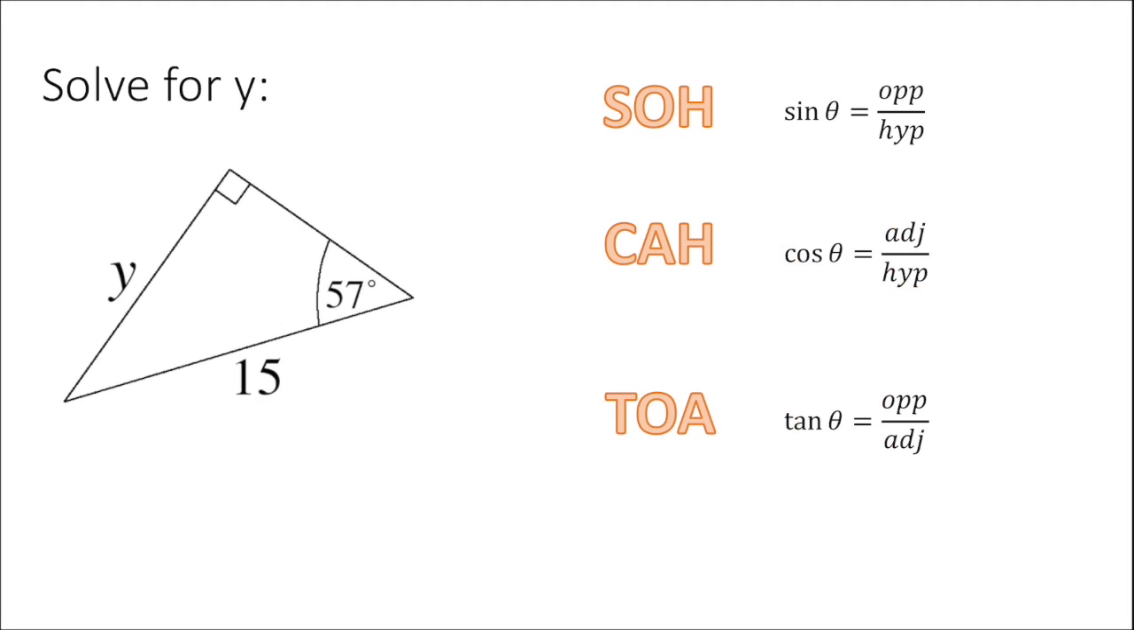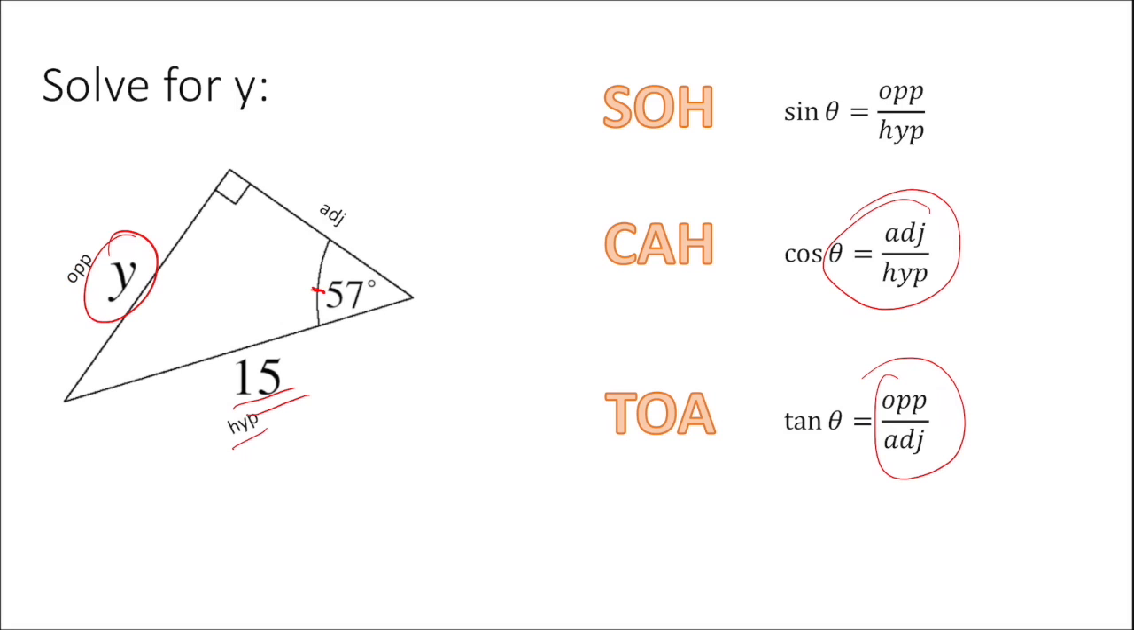TOA, tan opposite over adjacent. SOH CAH TOA. So, what do we use? Do we use opposite over hypotenuse, adjacent over hypotenuse, or opposite over adjacent? It depends on what we want, which is y, and what we have. So that's opposite, that's hypotenuse, and that's adjacent, all relative to this angle, 57.